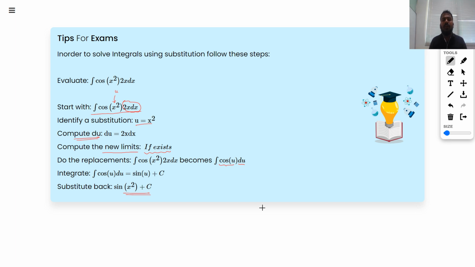So this is how, by using the very simple method of substitution, we can convert a complex integration into a simpler one. Now let's go on with one or two questions.